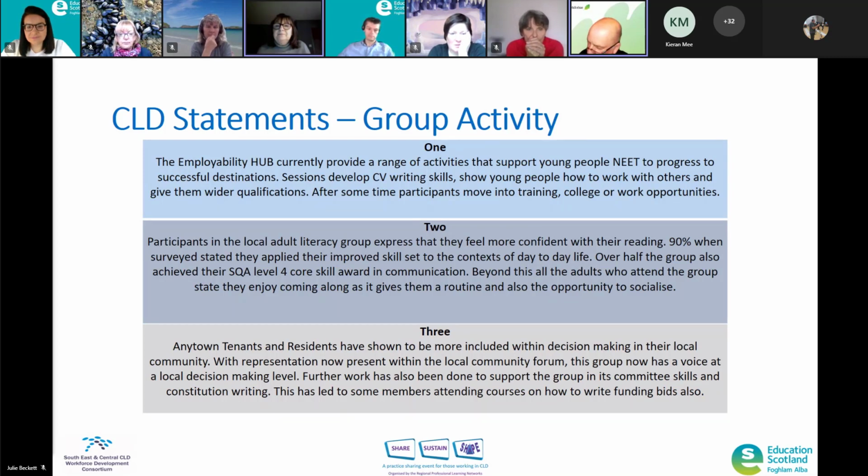Sessions develop effective CV writing skills, and then we just added these words in. And the last one was, after some time, participants move into sustained training, college or work opportunities. Yeah, that's really good. And again, see the element of effective CV writing skills. How was it effective and why was it effective?